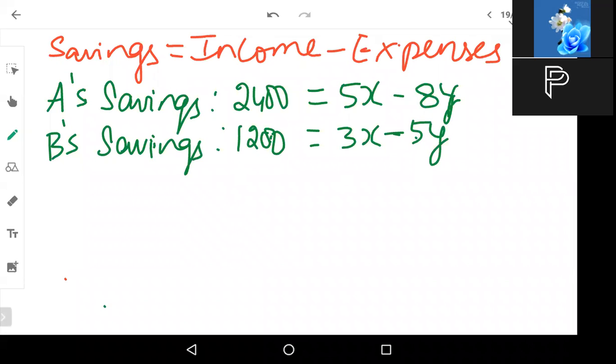Did you understand how to form the equations? Yes? Very good. Spurti gave me the answer also, 2400 and 1200. Good Spurti. Correct answer. Find the A and B's income. Okay. Now, will you people solve these two equations simultaneously and give me the answer?